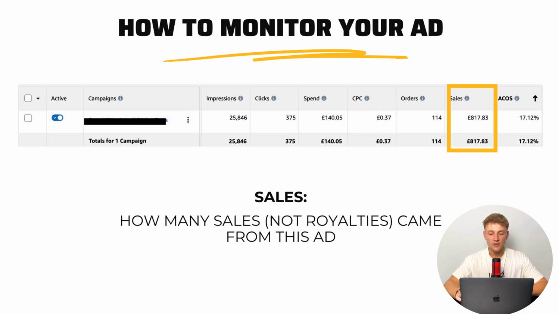Now it's worth remembering this is your sales number. This is not the royalties number that you actually make. So if your book is listed for say £6.99 and you get a certain number of orders, that's that sales number that you're going to see here. This is not the amount that you physically take home as a royalty. So it's worth remembering that. And you might think that's a little bit annoying because it's great having the sales number, but it doesn't actually tell you how much you've made because you spent £140. How much have you actually made back? Because you don't keep all of this £817 because this is your sales number.